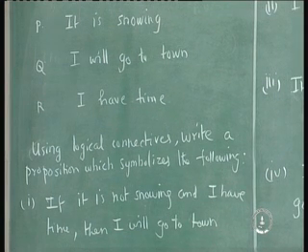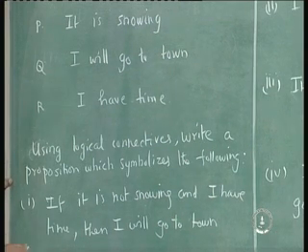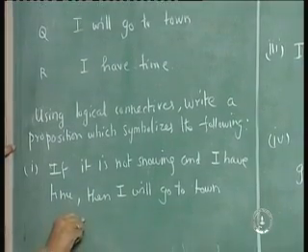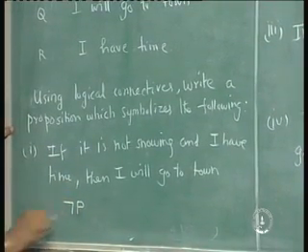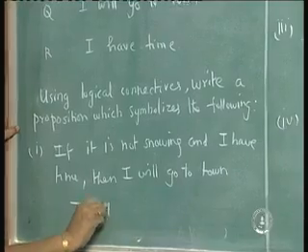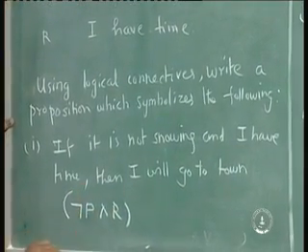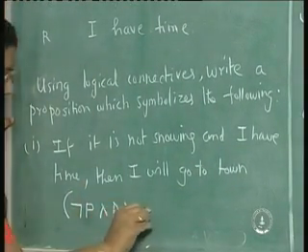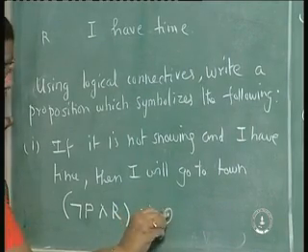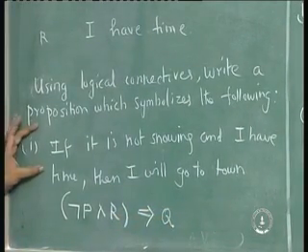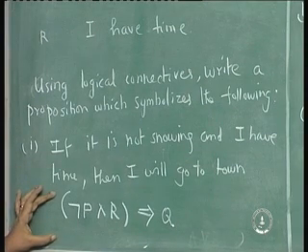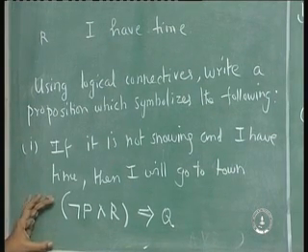First, we have if it is not snowing and I have time, then I will go to town. How can you write this in logical notation? It is snowing is P, so it is not snowing means not P, and I have time is R. If this is so, then I will go to town, this implies Q. So, this sentence can be written logically in this form, not P and R implies Q.